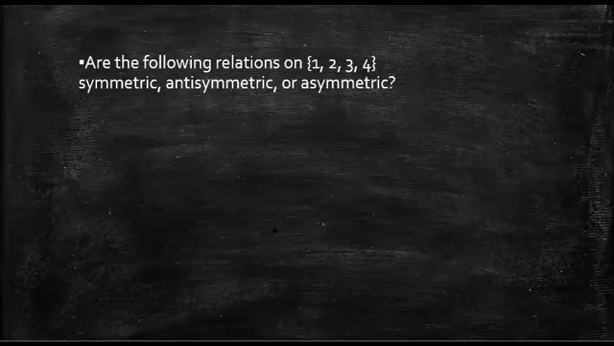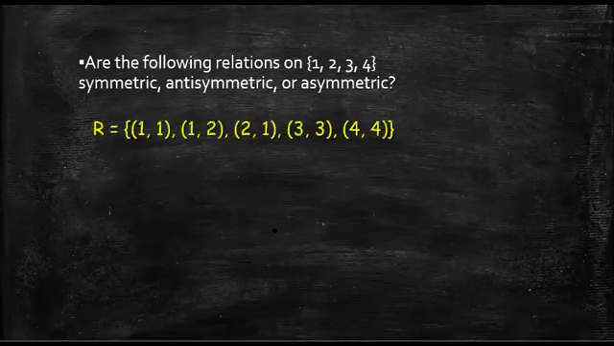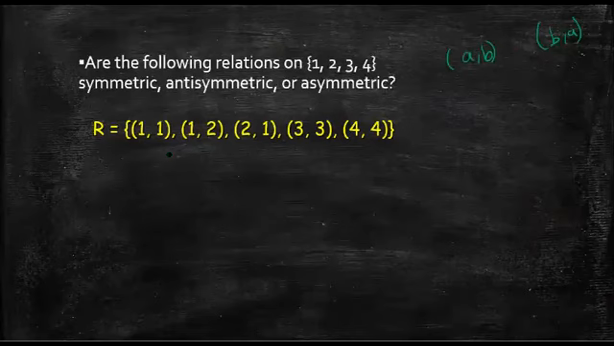The relations are on the same set 1, 2, 3, 4. For this set, the first is (1,1), (1,2), (2,1), (3,3) and (4,4). So we have A comma B. Let's consider A comma B as 1, 1. Do we have B comma A? B comma A will also be 1, 1, which is in the set. So fine with this element.